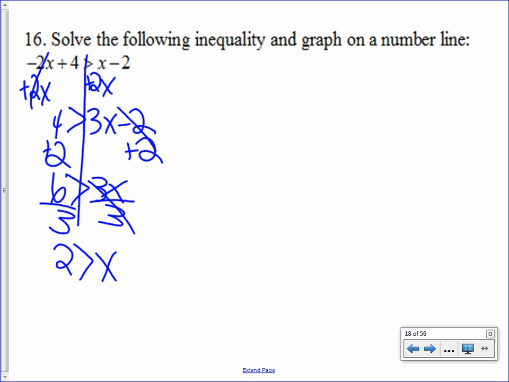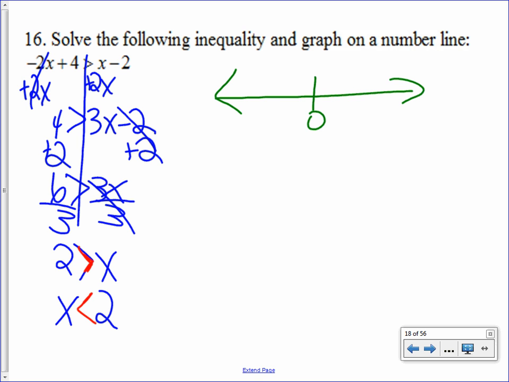Now this is kind of written backwards, so to switch it around, since the pointy side is facing the x, when I rewrite it, the pointy side needs to keep on facing the x. And I get x is less than 2. Graph on another line. Open circle, less than is to the left. And I'm done.